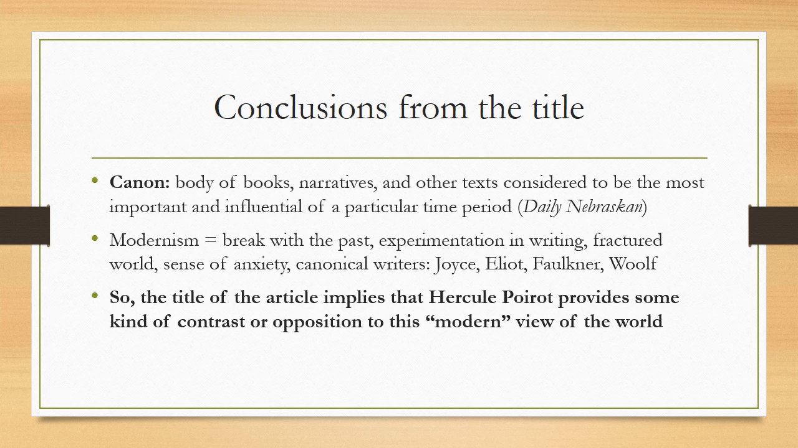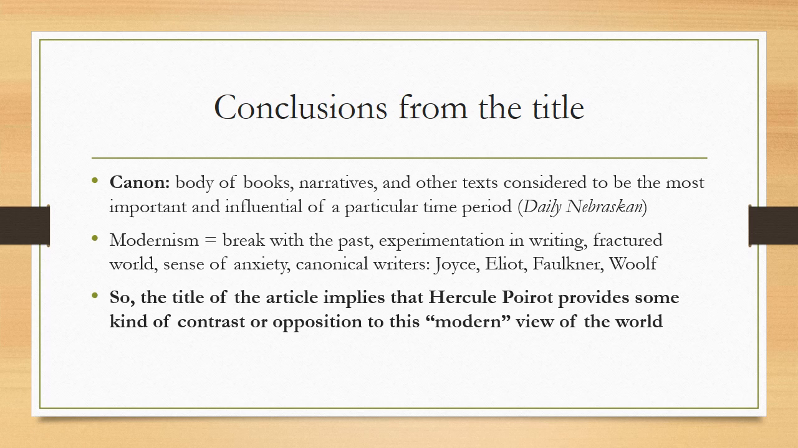Now, there's a couple of important things here that helped me reach this conclusion that I want to take note of. Remember, the author, Martin, in his definition of literary modernism talked about the canon, and said that writers like James Joyce, T.S. Eliot, William Faulkner, and Virginia Woolf were part of the canon of modernism. There's an implication there that Agatha Christie was not.